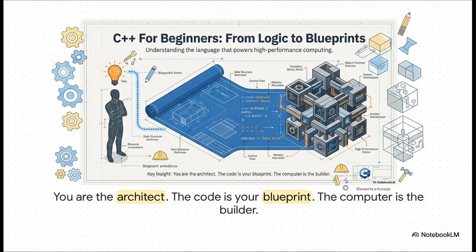Okay, so the best way to think about programming, especially in C++, is with this model right here. You are the architect. You're the one with the vision. You design the structure. You decide where the walls and doors go and how it all fits together. Your code, that's the super detailed blueprint. And the computer? Well, the computer's just the builder. It's incredibly fast and powerful, but it will only do exactly what that blueprint tells it to do. It's not going to guess, and it's not going to improvise.